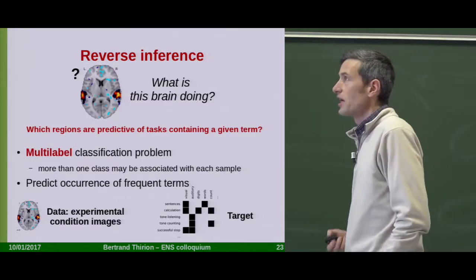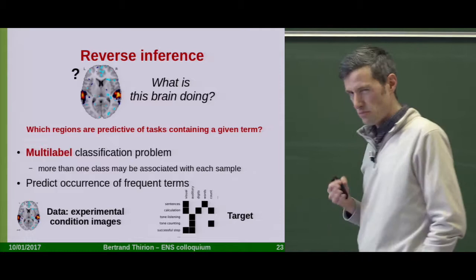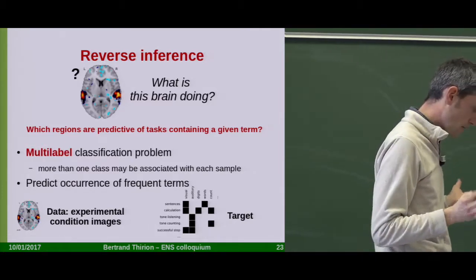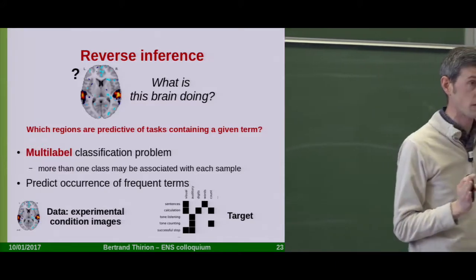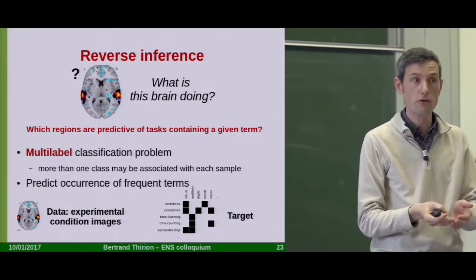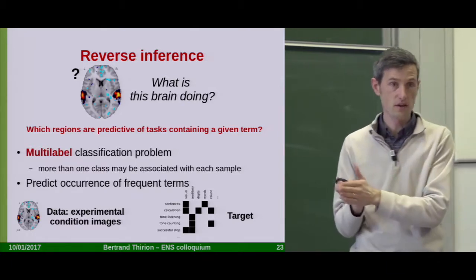So in terms of classification, it's a multi-label classification, not multi-class, because actually you want to associate terms with an image, but the terms are not mutually exclusive. It can be, for instance, a tone counting task, which will involve auditory activity and a counting activity.